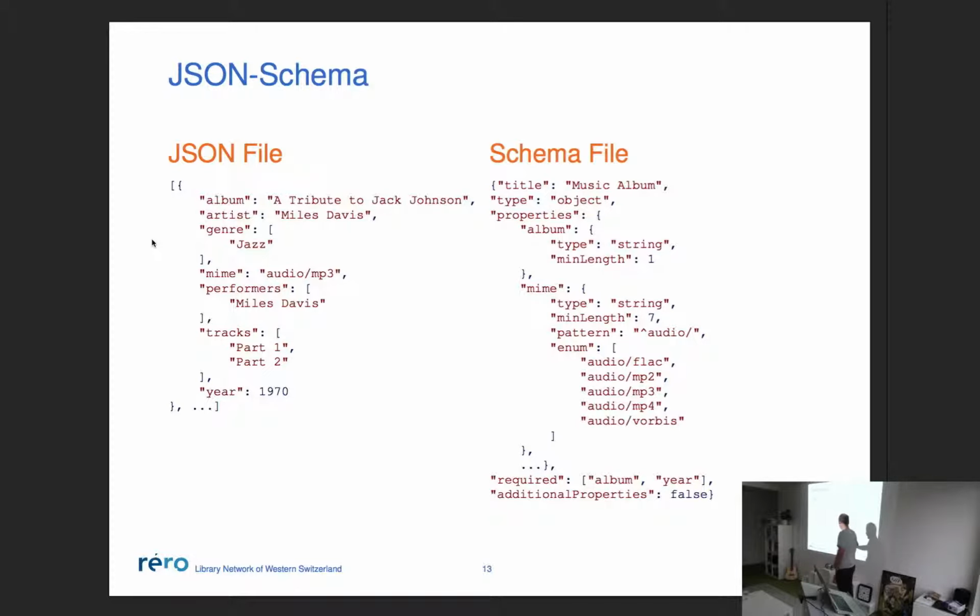I can specify here, for the validation, that this document should contain at least the name of the album and the year of the album. And I can say that I don't want to have additional properties. That means other kinds of properties are not allowed. If I write here Toto equal to something, the validation will fail.